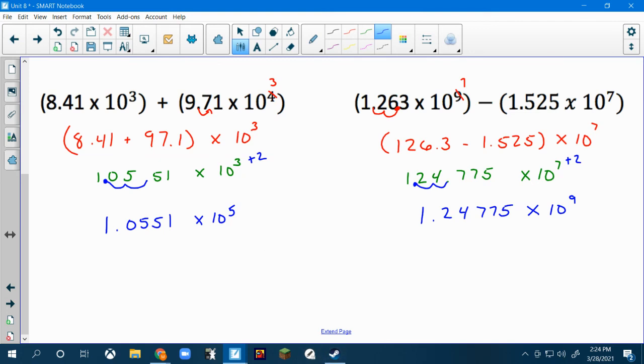Okay, that is the last bit for Unit 8, Scientific Notation.